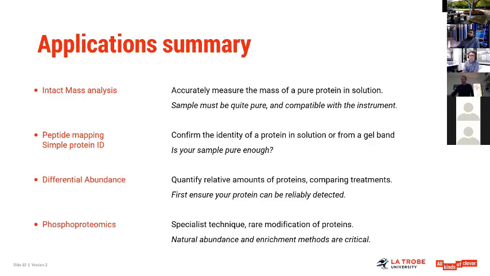The third example, differential abundance. This is great for quantifying relative amounts of proteins in your sample, usually to compare different treatments. First, make sure that you can actually detect your protein before you start worrying about how the relative amounts of it are. And then finally, more specialist techniques for PTMs, an example is phosphoproteomics. And in this case, enrichment of the PTM is often critical for success. So you need to know how much of it roughly you've got, and that will help tell us how much we need to enrich for detection.